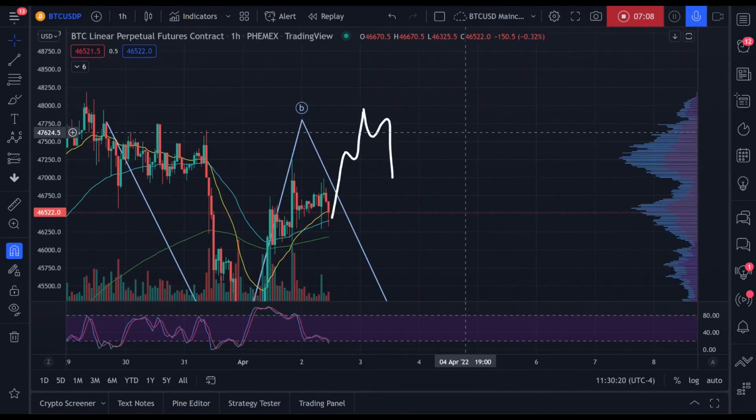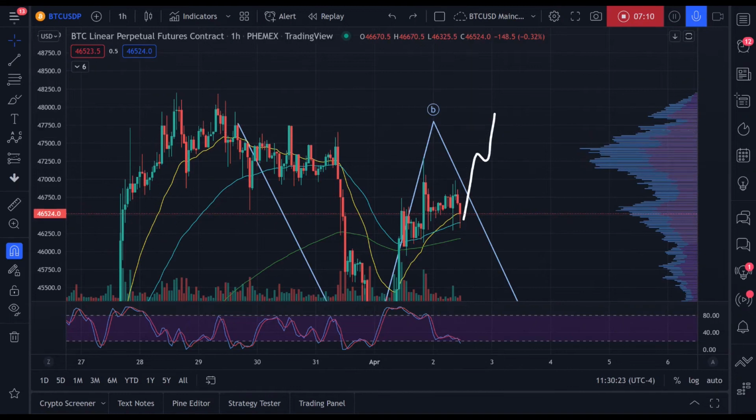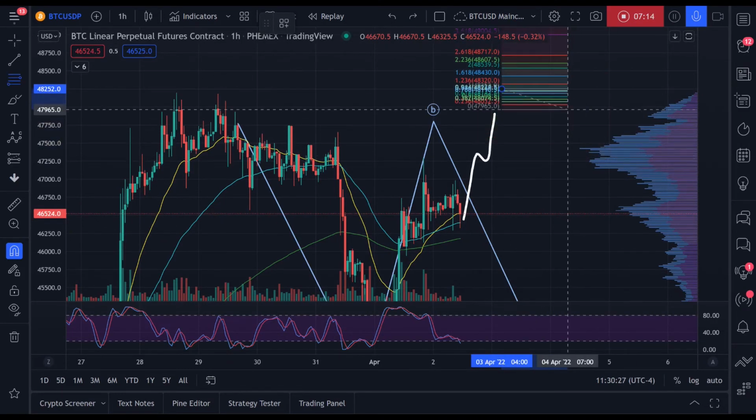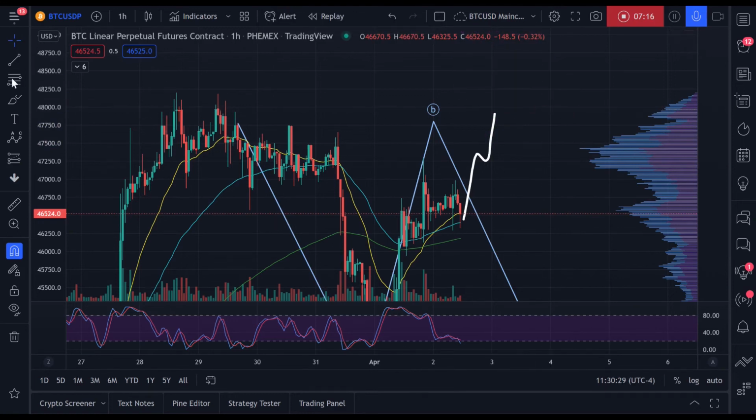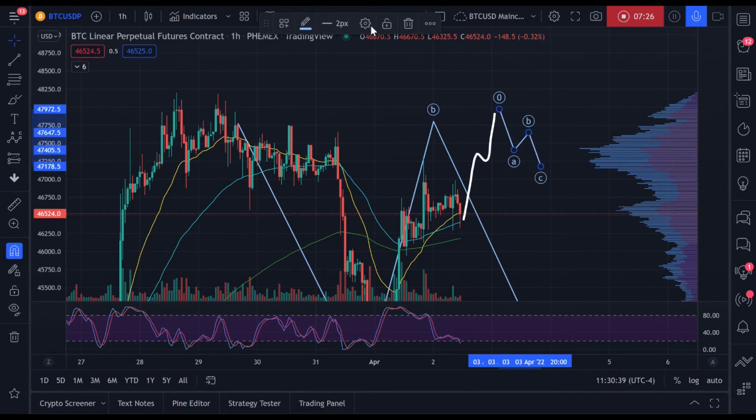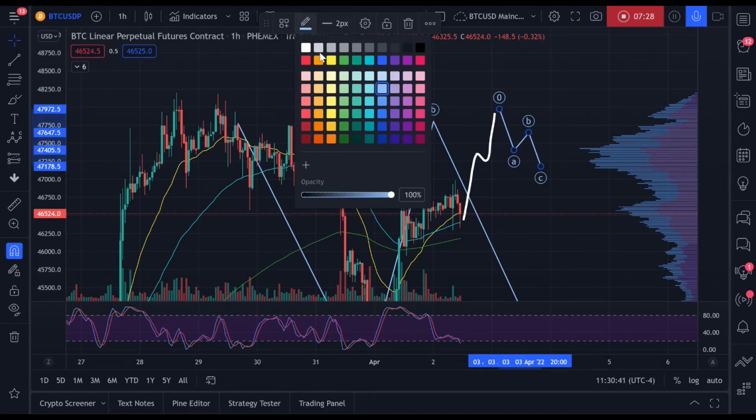Can I take measurement of this? I can't, because it's not actual price. But anyway, I'm going to take my... I can. Okay, I just wasn't doing it right. I'm going to take the phi ratio of this A wave. Let's draw it out properly, just so it makes sense. Let's say that this initial break of structure happens here.